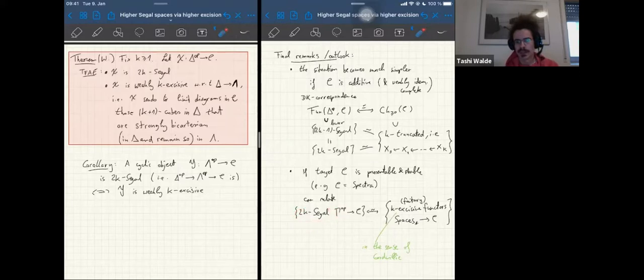Okay. So maybe you were in the situation where the target is something like pointed spaces. Then of course everything is more complicated, and this no longer holds. So this really uses that the target is stable, which of course makes everything much simpler. Yeah.